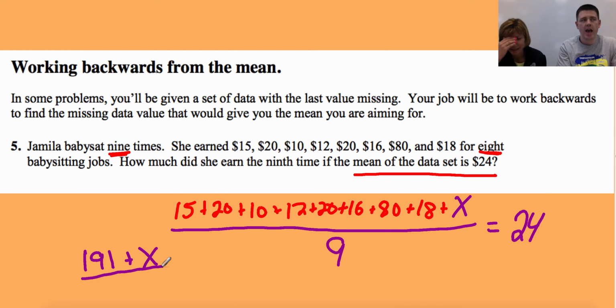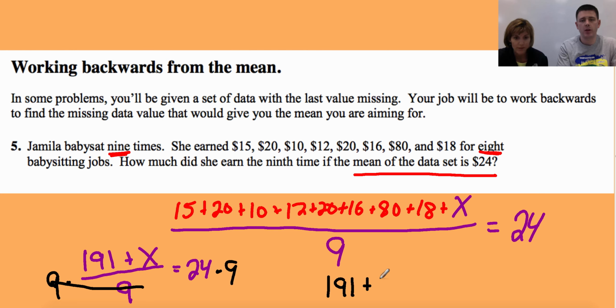Our rule is add them all up and then divide by the number of pieces. It was 9 babysitting times total, so we're going to add it up, divide by 9, and get an answer of 24. This is where our equation work comes back in. Think about what they did. They divided by 9, so we want to multiply both sides by 9. Undo that division with multiplication. Now we're just left with 191 plus our missing number equal to 24 times 9, which is 216.